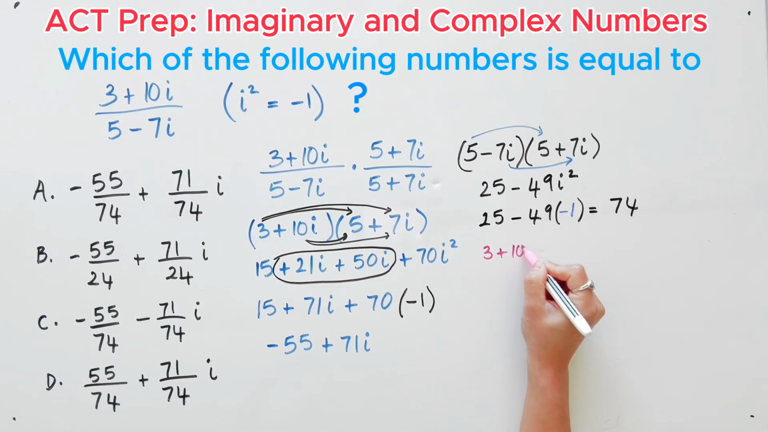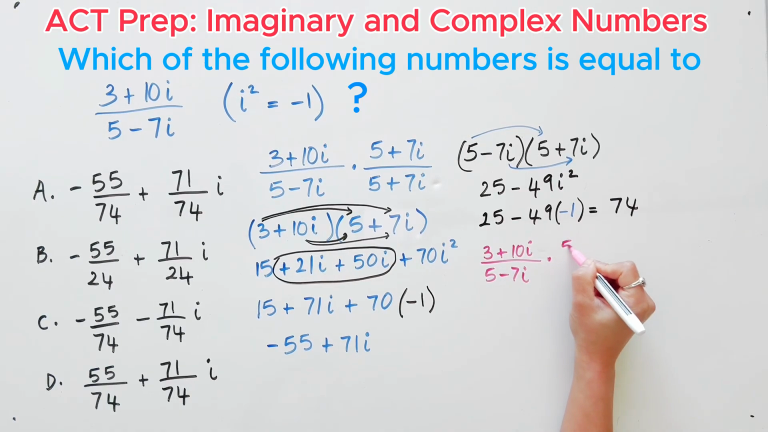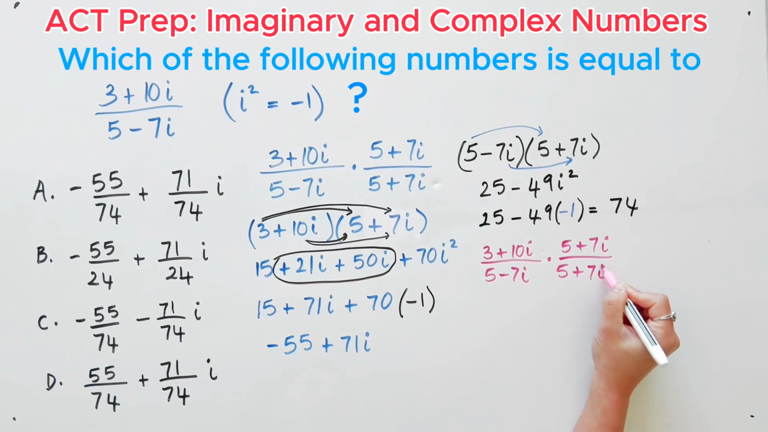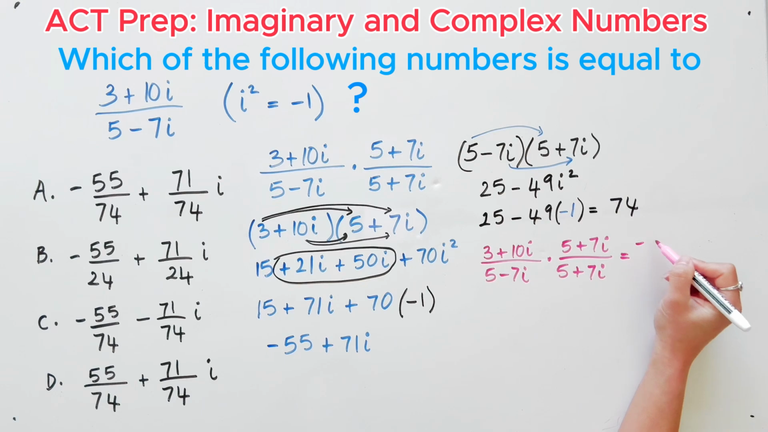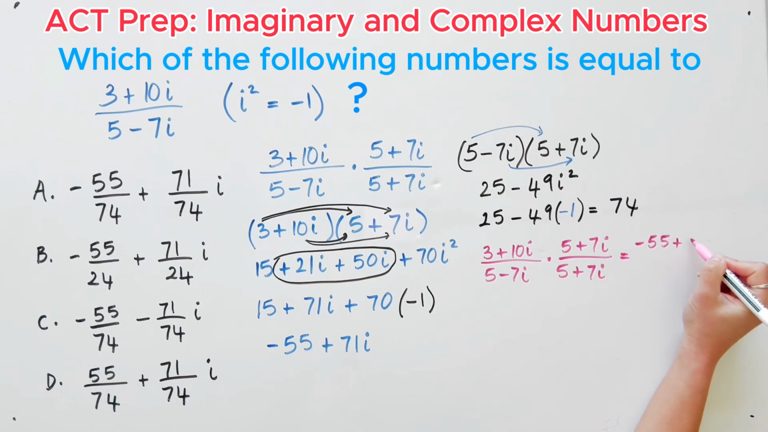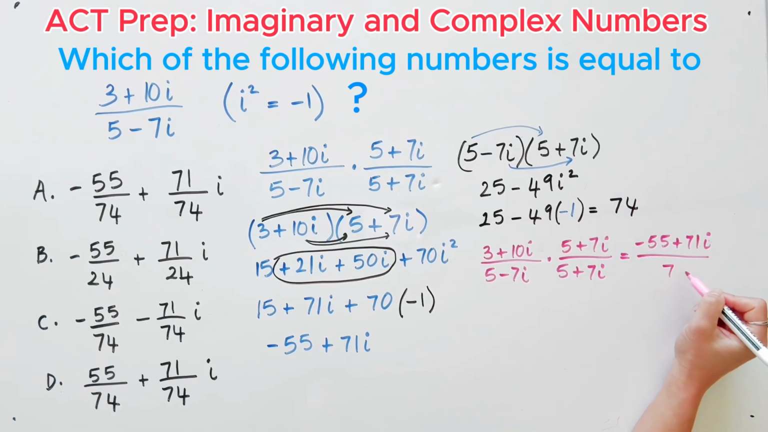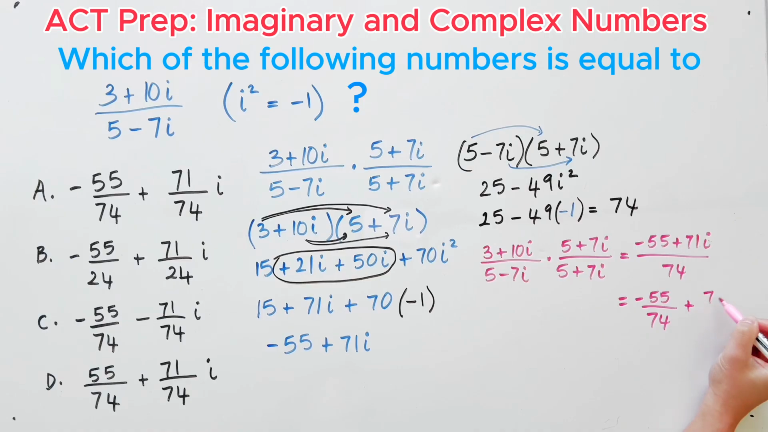3 plus 10i over 5 minus 7i times 5 plus 7i over 5 plus 7i equals, the numerator, this is what we found, is negative 55 plus 71i over, the denominator is 74. Now we want to simplify, so we will break this down. 55 over 74 plus 71 over 74i.